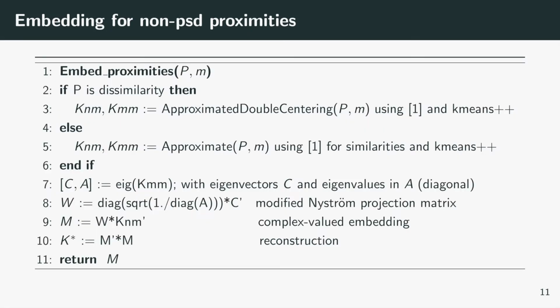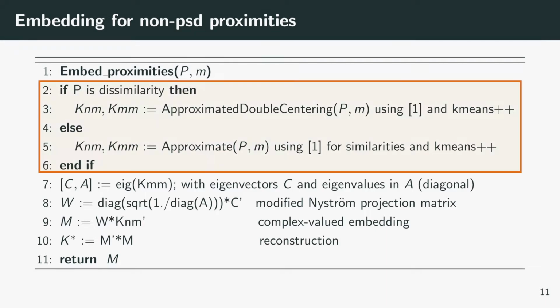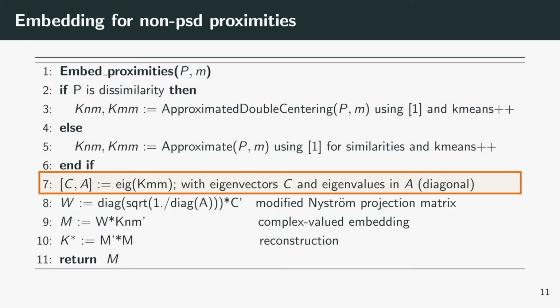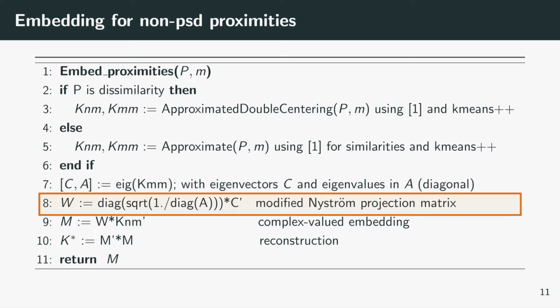Here is the algorithm that we applied to embed the non-metric proximity data. At first, we approximate the original matrix P via Nystrom. The second step here, we use the eigendecomposition to get the eigenvectors and eigenvalues. After that, we construct the modified Nystrom projection matrix W. Of course, this is the line here where the complex values arise in this algorithm. We take the square root of possibly negative values.